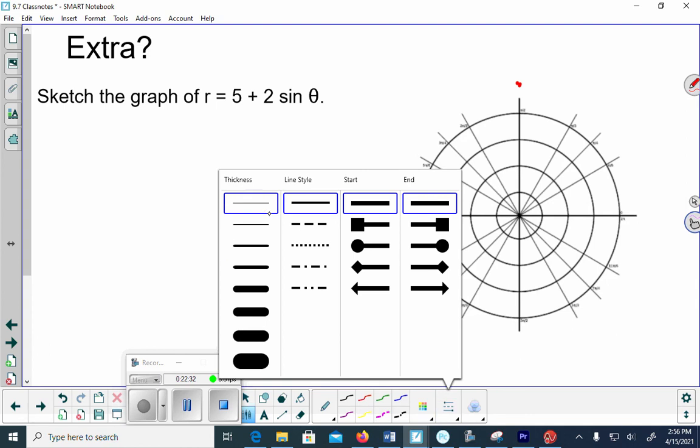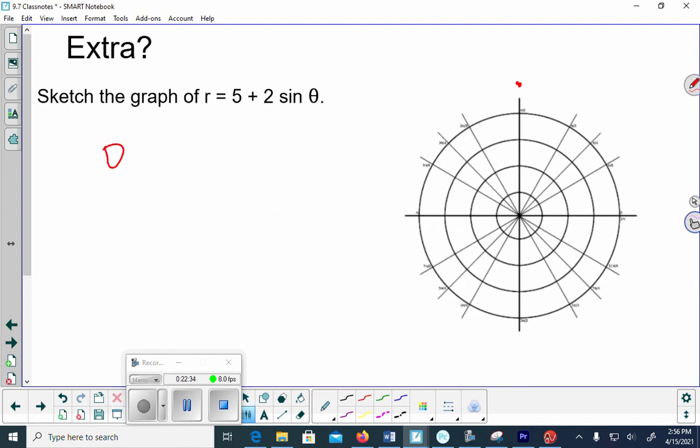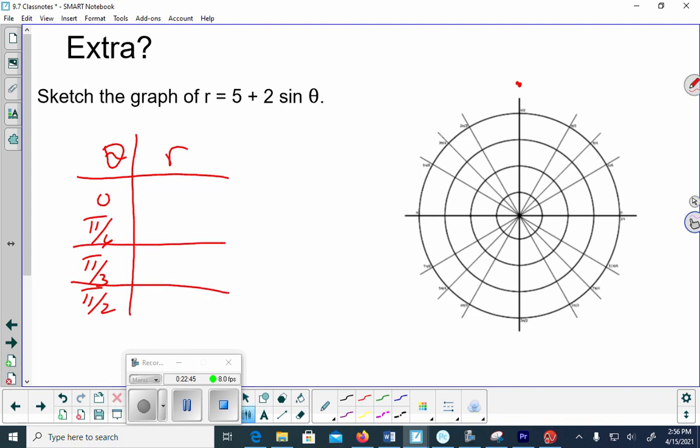When I do my theta-r chart, I'm going to pick values from the first quadrant: 0, pi over 6, pi over 3, pi over 2. But I'm not going to pick values from the second quadrant, since it reflects over this line here. When I get a point here, it's going to map over here.